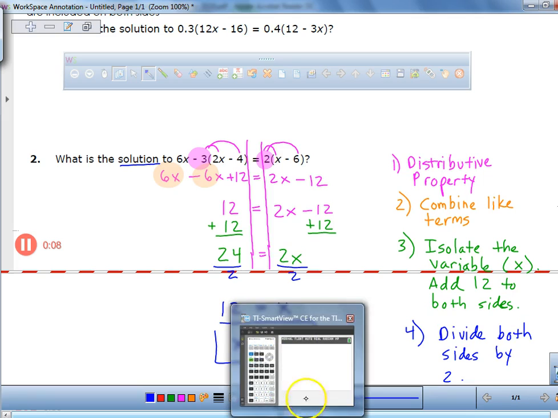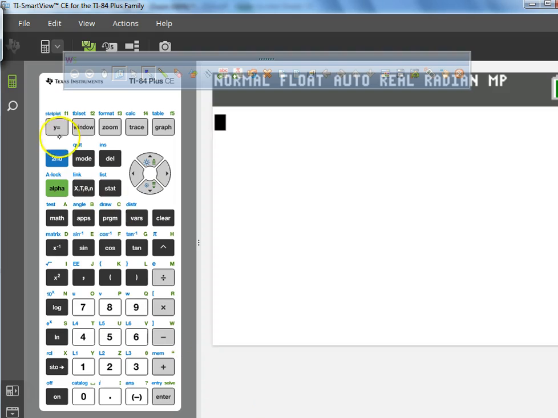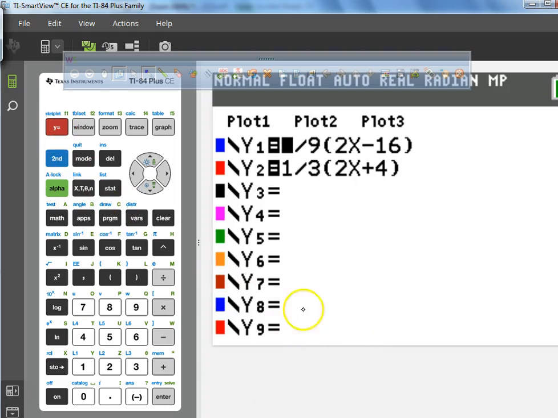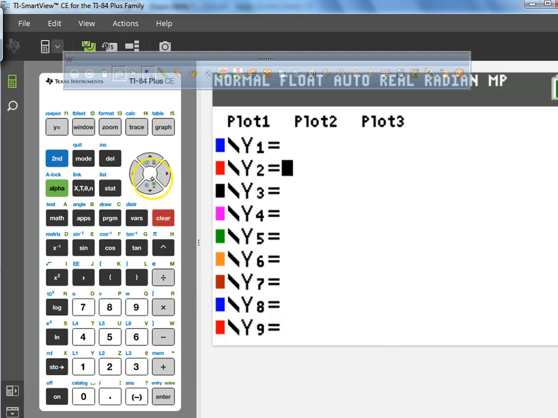So here's what I want you to do. Go to your graphing calculator. All right, x, and we're going to put minus 3. We're going to open up the parentheses and type in 2x minus 4. We're going to close the parentheses. And you're going to go down, and type in 2. Open parentheses. And what am I going to plug in now? Type in x minus 6.